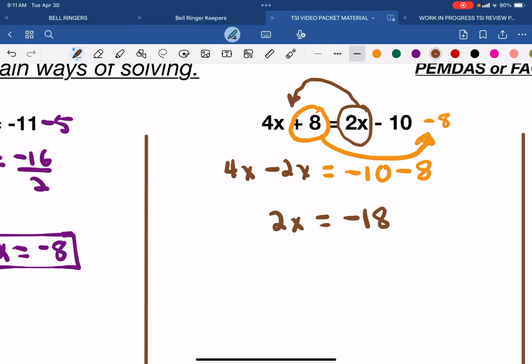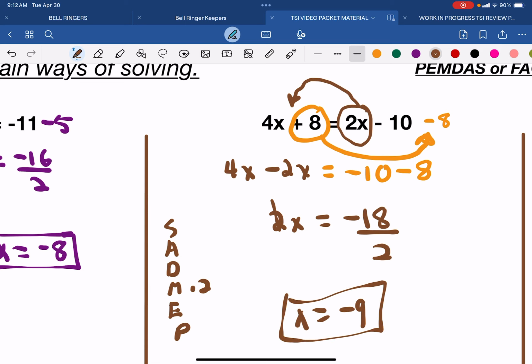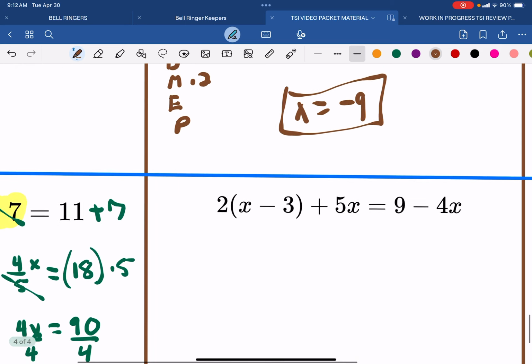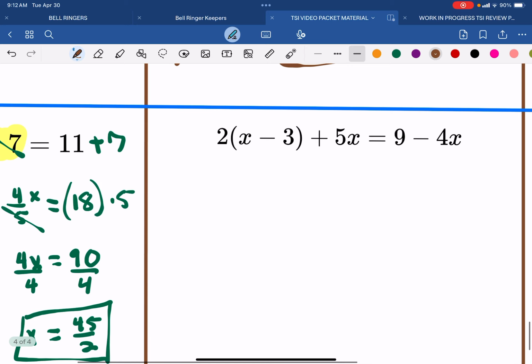At this point in time, we start using SATMAP. And there's not much stuff to do right here. All we got to get rid of is that multiplication of 2. How to get rid of multiplication? Division. X is equal to negative 9. On point.